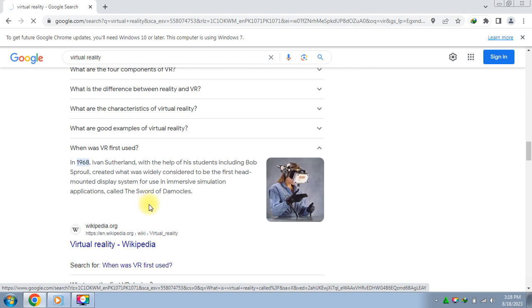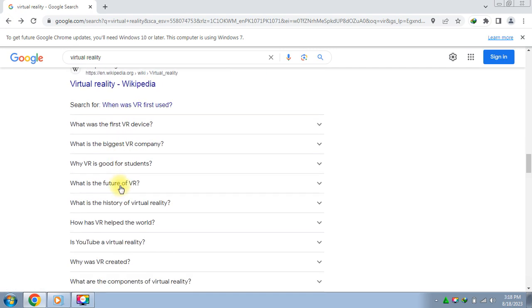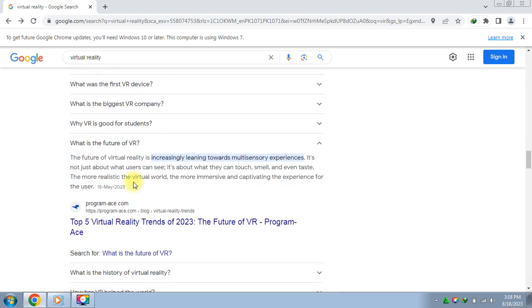The future of VR is really moving toward a multisensory experience. It is not just about what the user sees. It is about what they can touch, smell, and even taste. The more realistic the virtual world, the more immersive and capable the experience for the users.